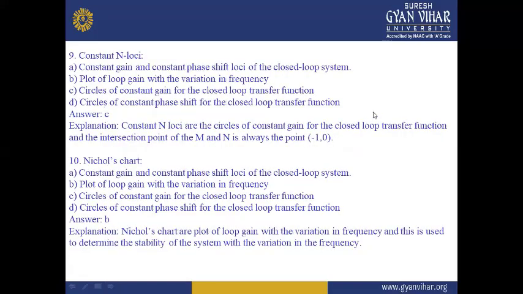What is a constant N loci? Is it a constant gain or constant phase shift loci of the closed loop system? Is it a plot of the loop gain with the variation in the frequency? Or is it circles of constant gain for the closed loop transfer function? I think this is the correct answer, which also defines that constant M loci are the circles of constant gain for the closed loop transfer function, and the intersection point of the M and N is always at the point -1, 0. If there is any point beyond this location, this will not work.